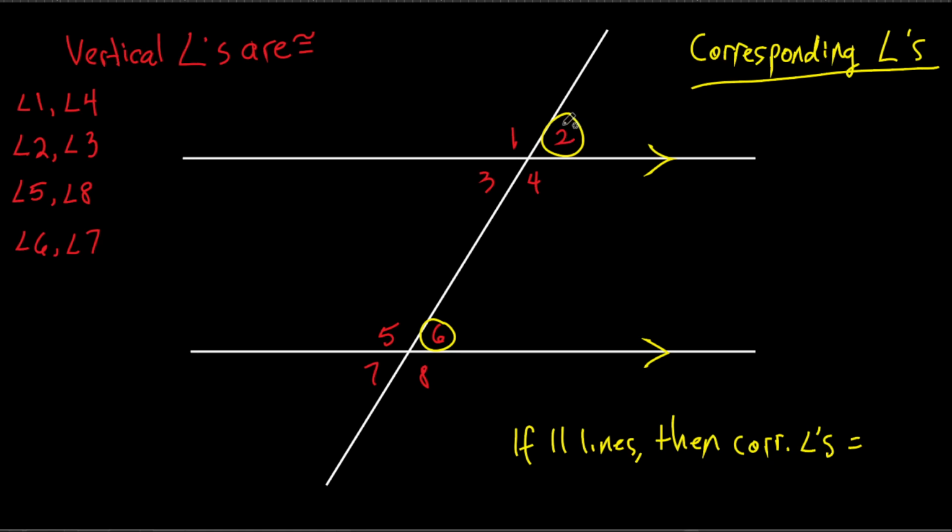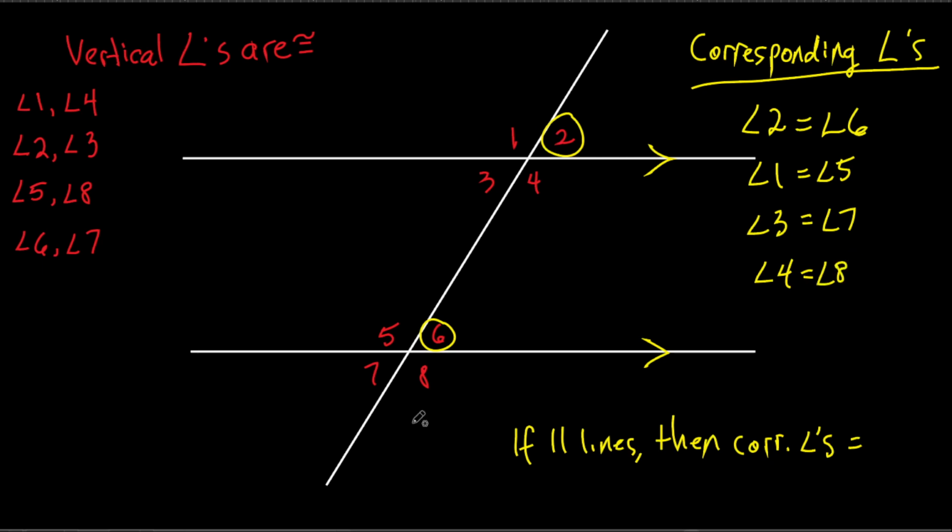So I can say now that 2 and 6, yeah, they're corresponding angles, but what can I say about 2 and 6? I could say that angle 2 is what? Equal to angle 6. And let's just go through the rest. I could say that angle 1 is equal to angle 5. I could say that angle 3 is equal to angle 7. And I could say angle 4 is equal to angle 8. So that's a lot of stuff that we know.